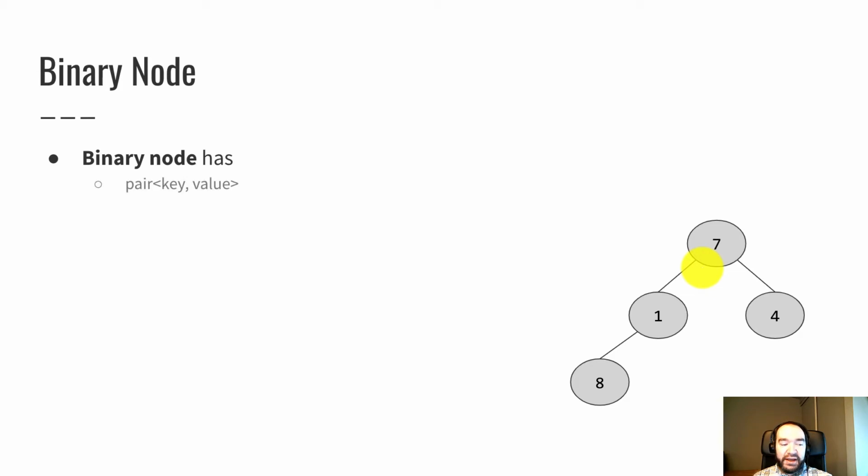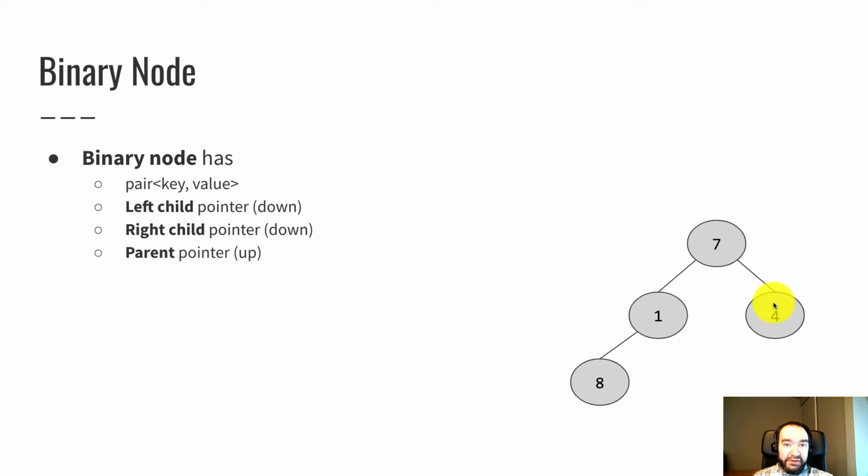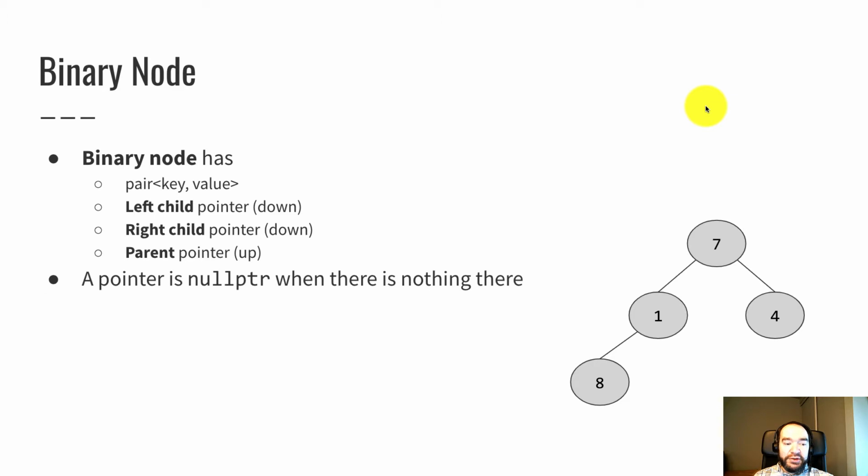So a binary node has one piece of information from a map. In our map, every element is a pair, and the pair has a key and a value. So every binary node has that, one pair of one key and one value. A binary node has a left child pointer, as it's called, that kind of goes left and down, and a right child pointer that kind of goes to the right and down. A binary node has a third pointer called a parent pointer that points upwards. One of these pointers can be null if there's nothing there, just like with linked lists.